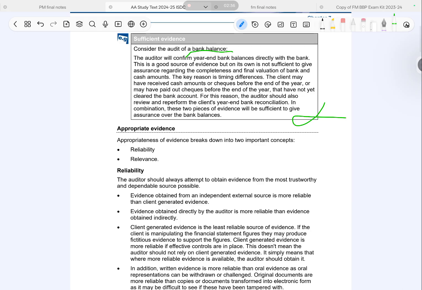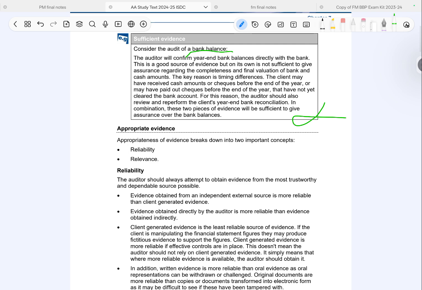So what does the auditor do? They also check and reperform the bank reconciliations. Now, when you combine both bank confirmation and bank reconciliation, you actually have sufficient evidence. So remember, one evidence alone is not always enough.